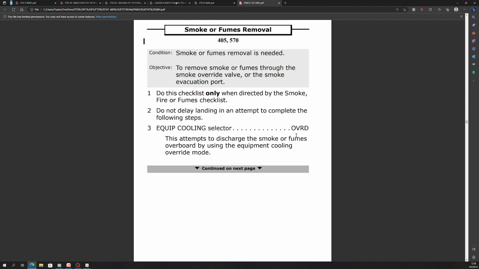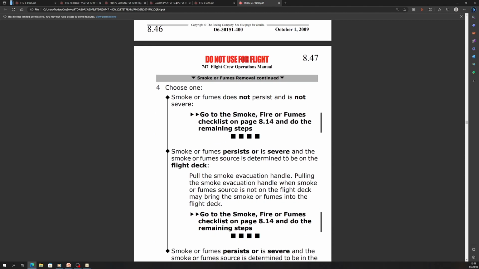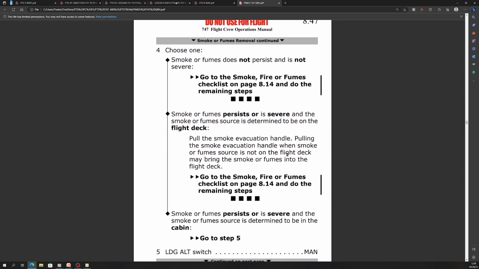That creates a differential flow through the smoke override valve on the left side. There's a little port, all the fans will turn off, and the valves will redirect the air through the smoke override valve on the left side. And then it says choose one. Well, we got three conditions here. If the smoke or fumes does not persist and is not severe, we'll go back to this checklist if you haven't finished it.